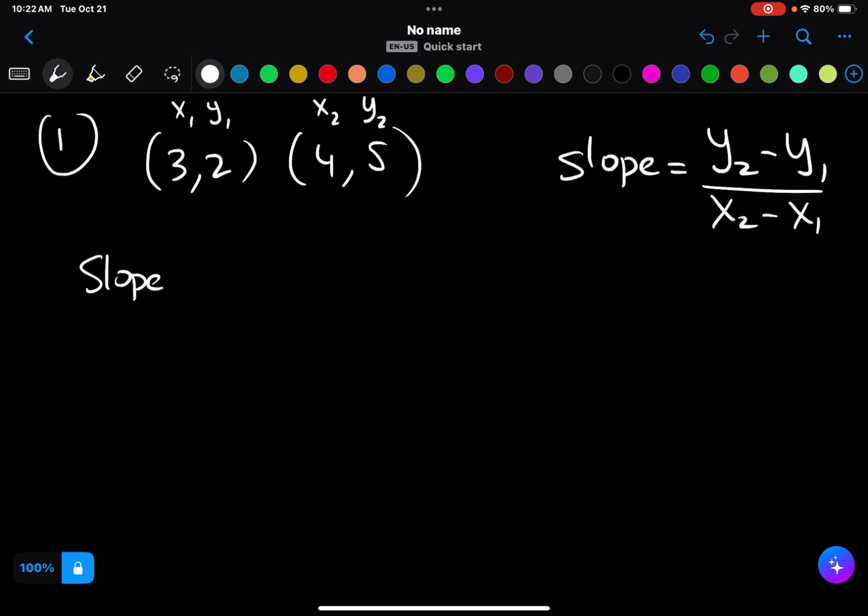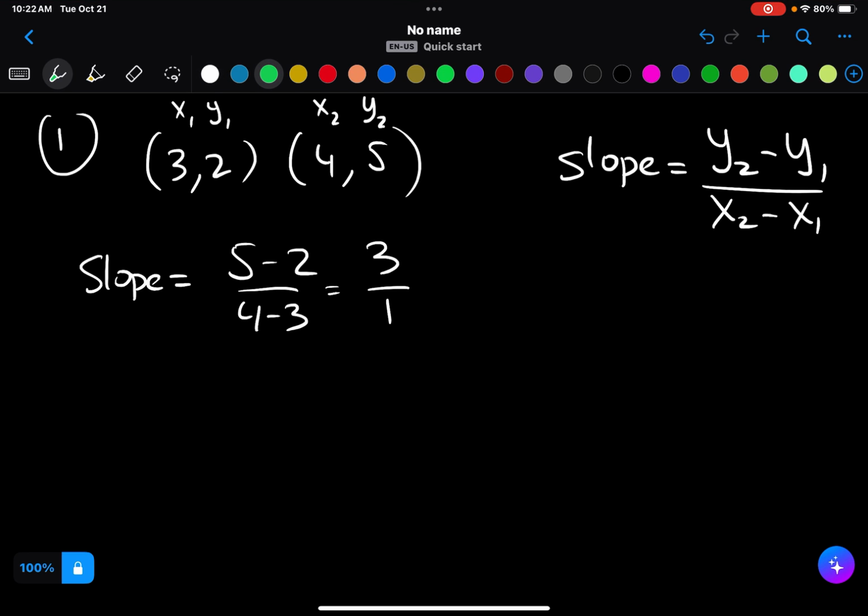So now that we have everything set up, it's just plugging it in. So slope is simply going to be 5 minus 2 over 4 minus 3, which is just 3 over 1. And I do want you to keep this as a fraction. I know 3 over 1 is 3, but keep it as a fraction for slope purposes.